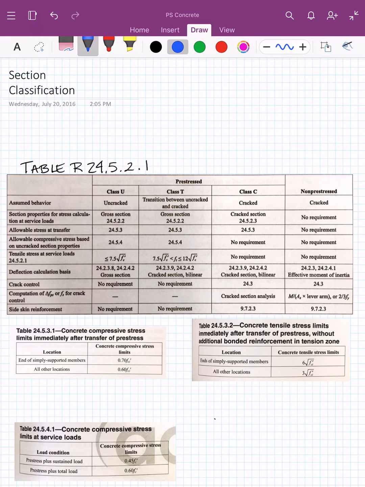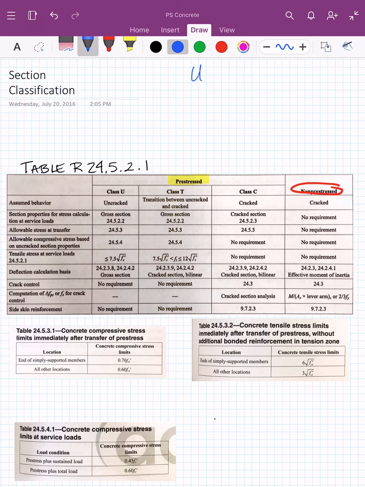So until this time, we've pretty much hung out in this non-pre-stressed section. So this last column is what we did for our reinforced concrete class. And now we've moved on to the pre-stressed part, which is this piece. And there are three sections under the pre-stress: class U, class T, and class C. U are uncracked sections, T are transition sections, and C are cracked sections.